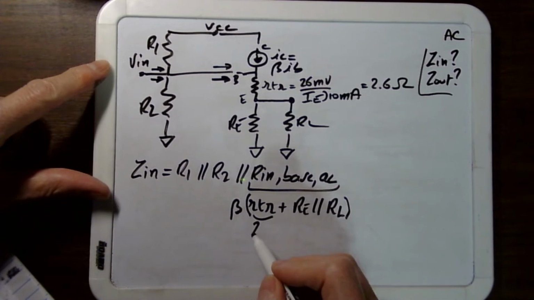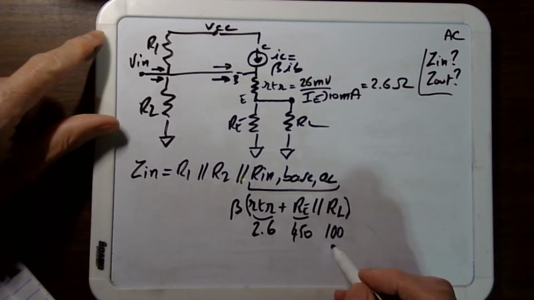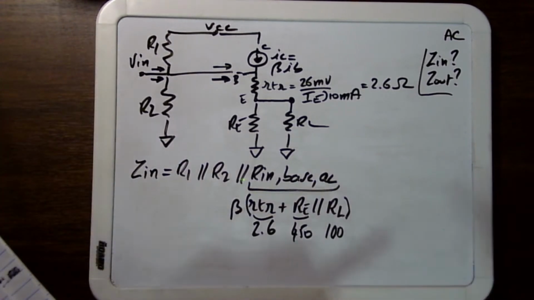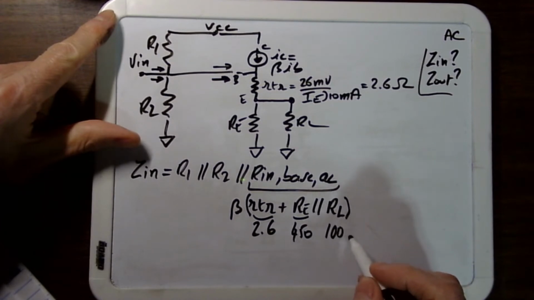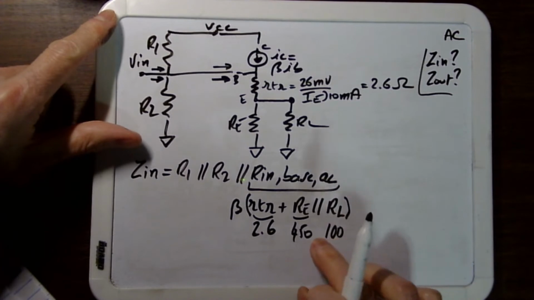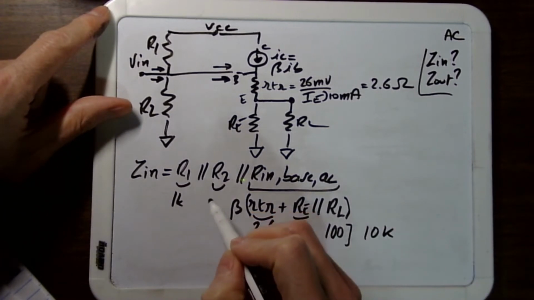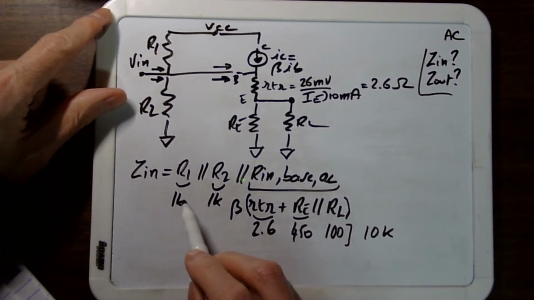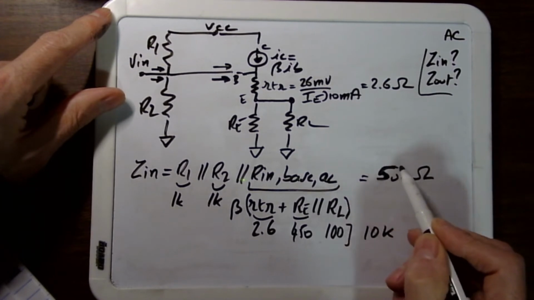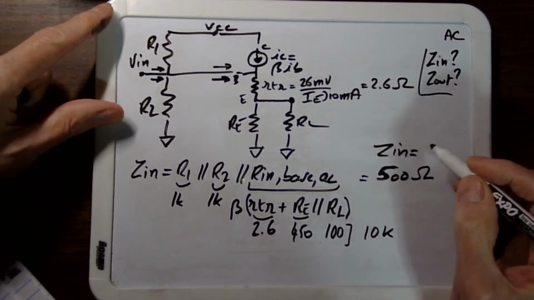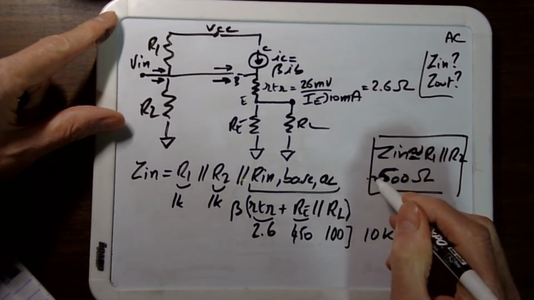Okay, so let's look at the values. Here you have 2.6 ohms. This is 450, this is 100. So 450 and 100 in parallel, it's about 100, a little bit less. Let me check. It's 81, so it's 80 something. So the whole thing is about 100. Let's say it's about 100 times beta, 10k. This is 1k, this is 1k. So this you can ignore. 1k in parallel with 1k is 500. So Zin is about 500 ohm. Zin is pretty much R1 in parallel with R2. So this is Zin.